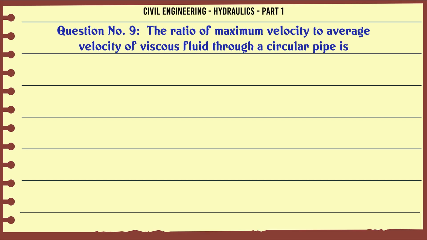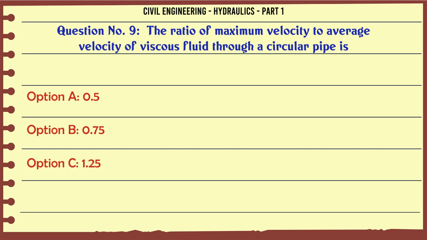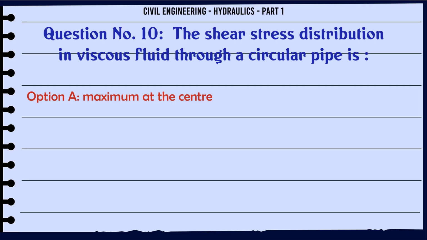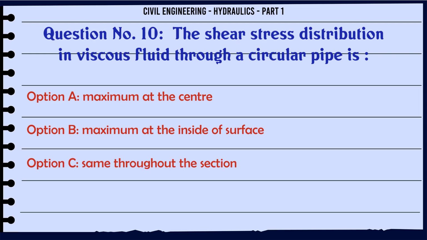The ratio of maximum velocity to average velocity of viscous fluid through a circular pipe is: A. 0.5, B. 0.75, C. 1.25, D. 2.00. The correct answer is 2.00.